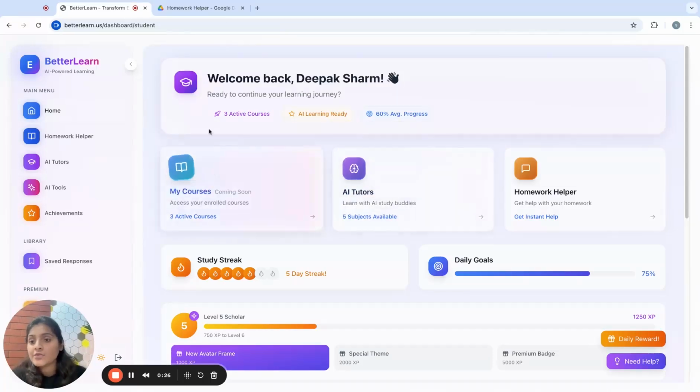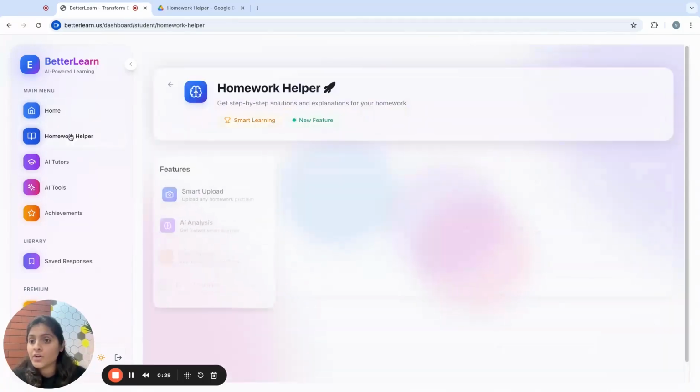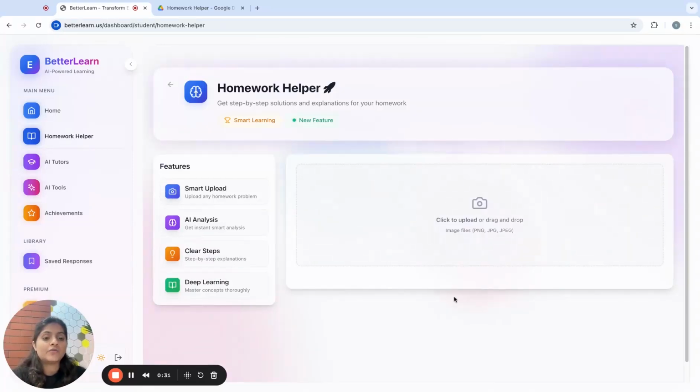So to get started, you simply need to click on the homework helper, and here you have to upload the image of the question that you are going to ask, and in a few seconds AI will generate a detailed solution for you. So now let me show you how exactly homework helper works. I'll upload 4 different questions from physics, chemistry, maths and bio to see how it provides the solution step by step. So let's start.